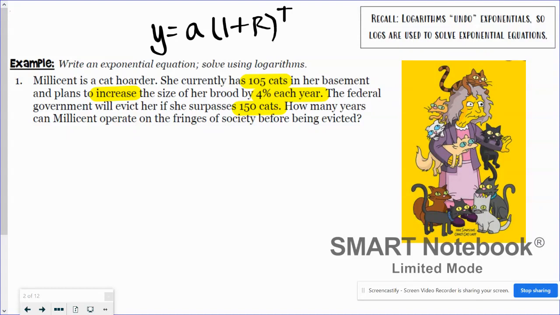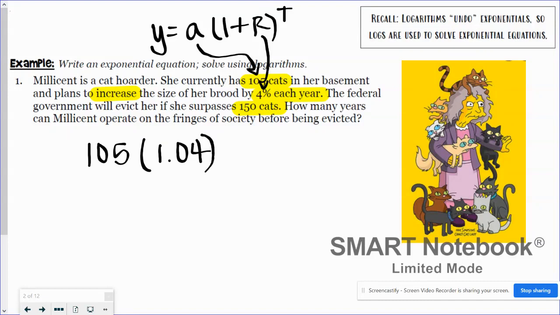Right? So let's think about what we know here. Well, that initial value, that's the 105 cats that she currently has. That's a lot of cats. The 1 plus r, well, r is 4%. So if I go 1 plus that 4% written as a decimal, I'm going to get 1.04. T is unknown. T is basically what I'm trying to figure out, like how many years can she operate until she reaches the limit, because basically 150 cats is the limit. So that's what y is equal to. So this is our equation.